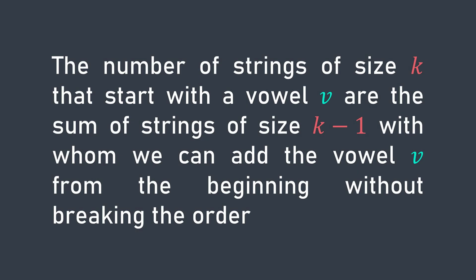The number of strings of size k that start with the vowel V is the sum of the strings of size k-1 to which we can add the vowel V at the beginning without breaking the order. Please take some seconds to read this sentence again. So if we follow this logic, this is how the DP matrix will get filled.